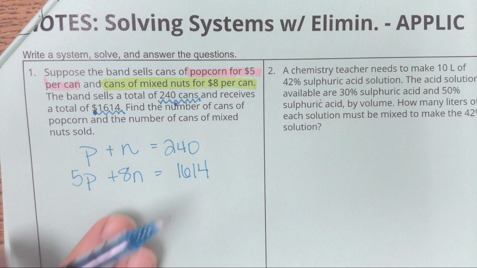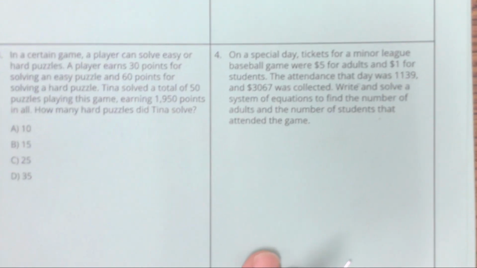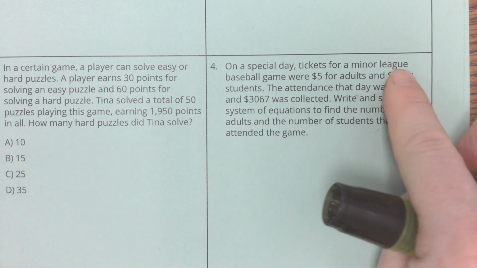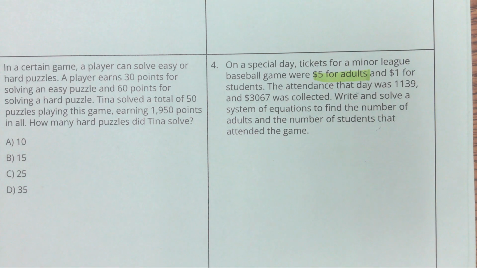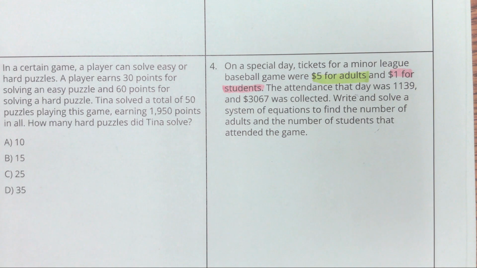Let's go to 4. 4 is kind of similar. Okay, so let's highlight some things again. On a special day, tickets for a minor league baseball game were $5 for adults. So it looks like I have adult tickets and $1 for students. Now sometimes they'll give you 2 different days and 2 different money totals, but in this type they give you 1 day and there's 2 totals.